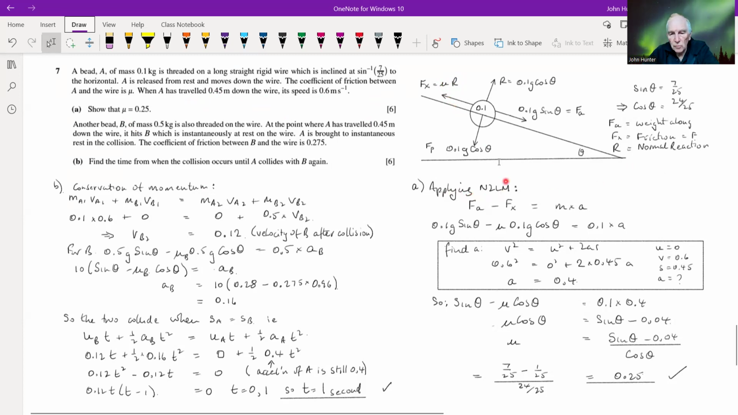So if we apply Newton's second law of motion to this bead coming down here, then what we've got is that the force acting down here minus the force acting back upwards, which is the maximum friction, is going to be equal to the mass times the acceleration. So we can substitute our FA, and our friction is going to be mu times R, and R is this. So that's going to be the friction there. And that's going to be equal to the mass times the acceleration. Okay, so we've got this equation with mu and a in it.